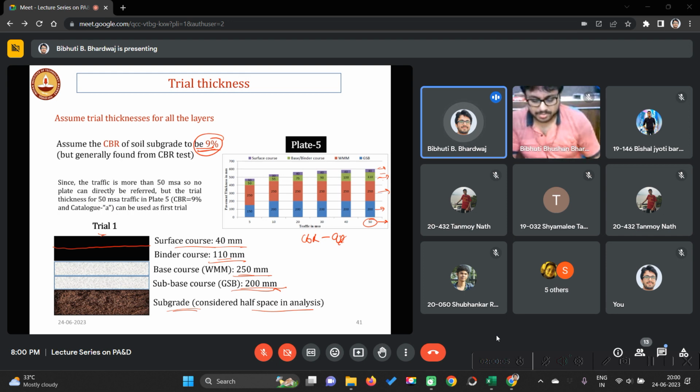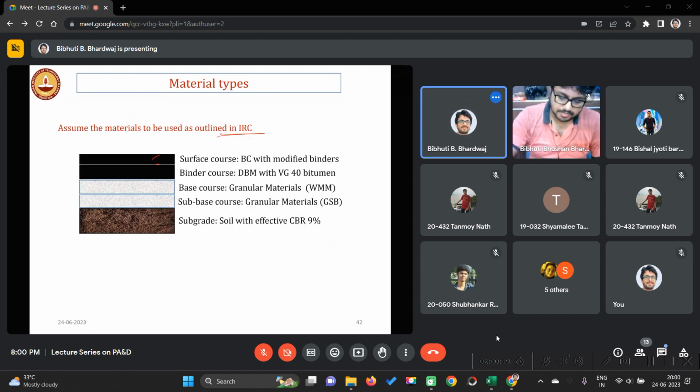Next, write the material properties: WMM means wet mix macadam, GSB means granular sub-base. For the surface course material, we found that it is bituminous concrete with modified binder, and for the binder course, DBM with VG40 bitumen. Okay, so now we can proceed to find out epsilon T and epsilon V based on these material properties and thickness.